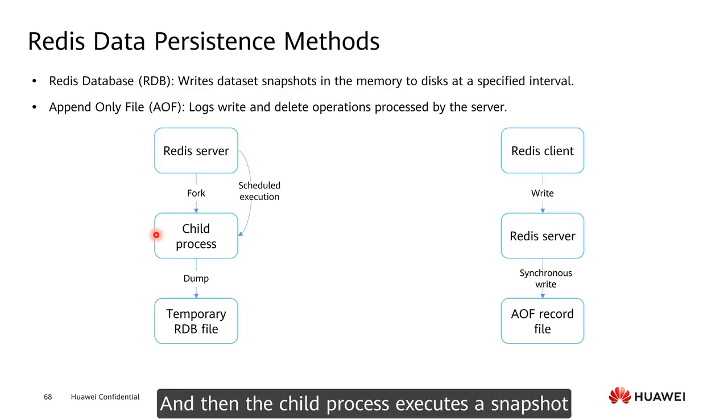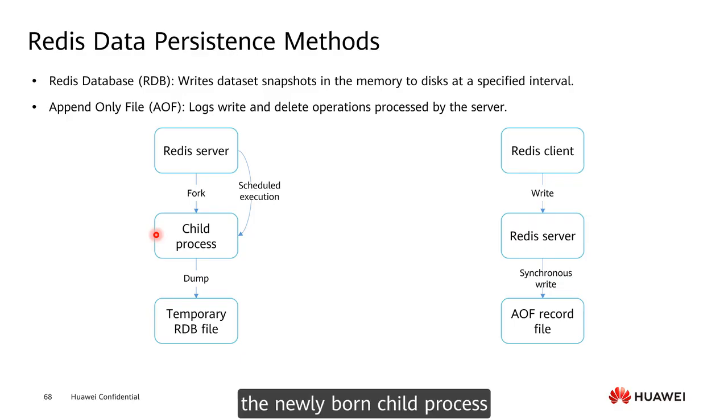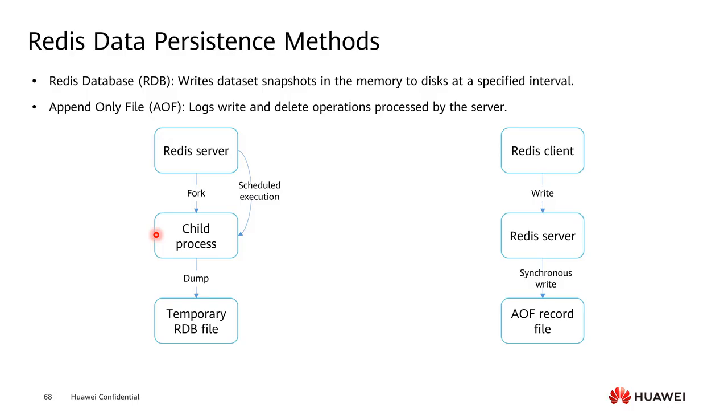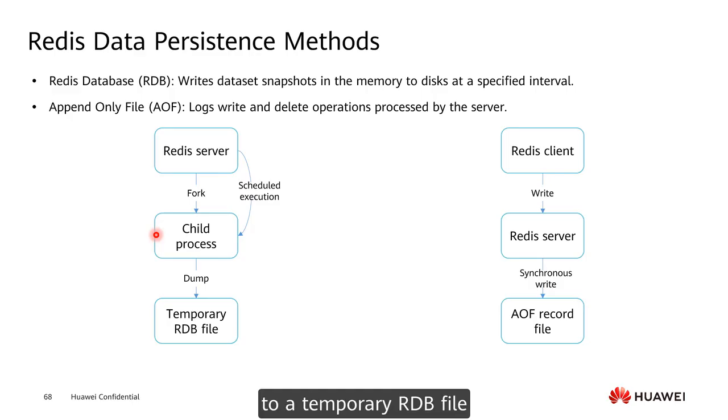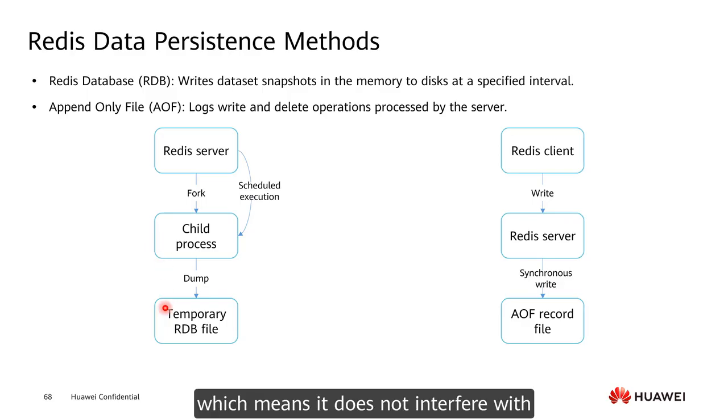And then the child process executes a snapshot. The newly born child process starts to dump all data state in the present process to a temporary RDB file. This process is offline, which means it does not interfere with the normal data processing of Redis.